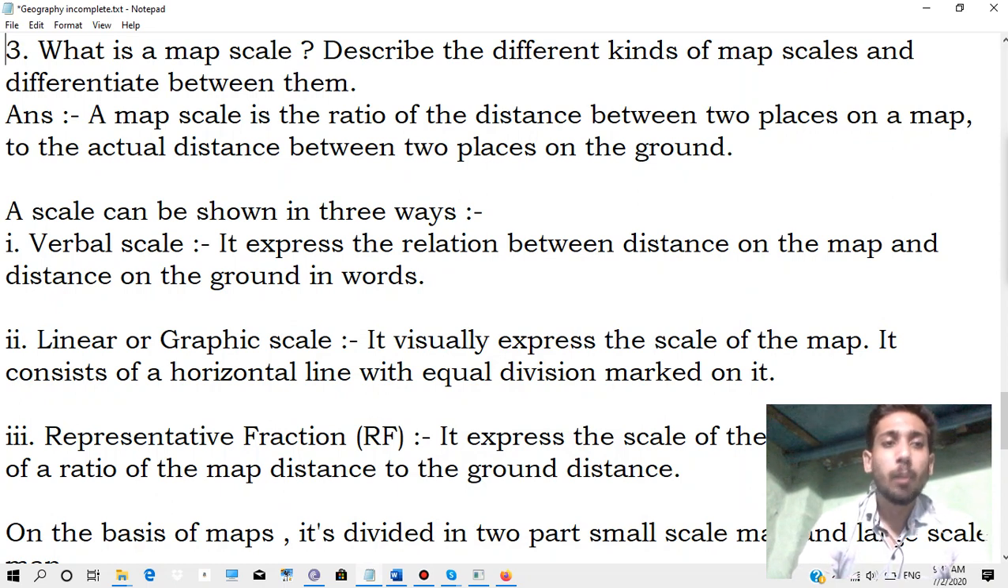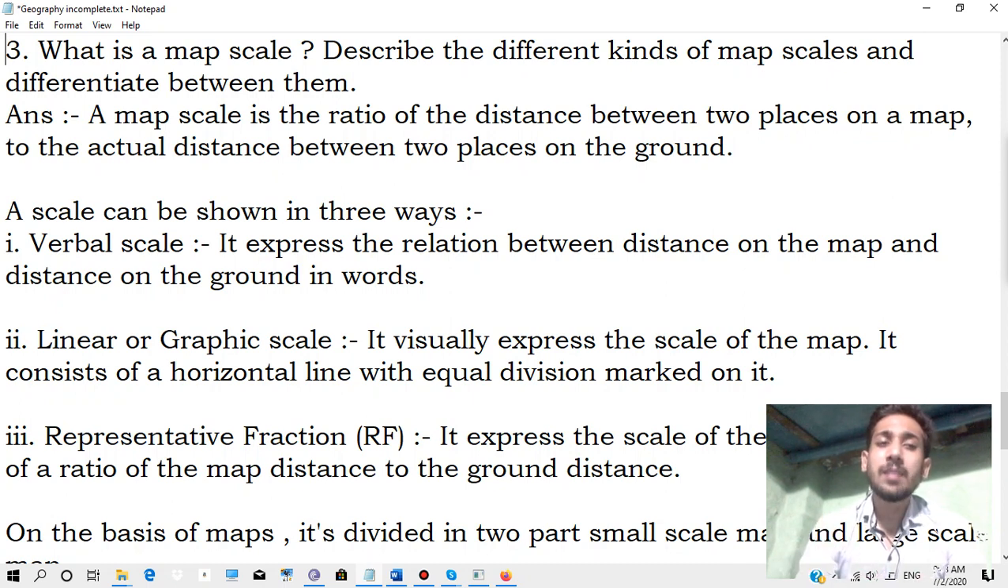The first is verbal scale. Verbal scale expresses the relation between the distance on a map and the distance on the ground in words. Like it will say 5 kilometer to 1 centimeter, which means 1 centimeter signifies 5 kilometer. If it says 10 kilometer to 1 centimeter, it means 1 centimeter defines about 10 kilometer on the actual ground. Okay, so this is the first way.